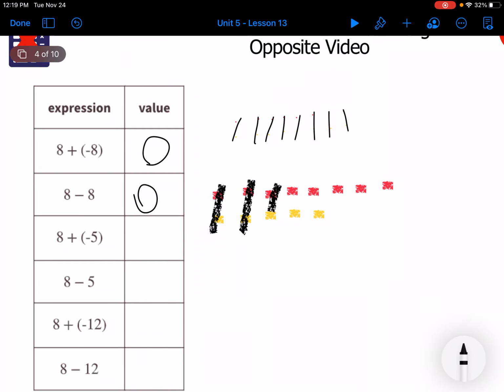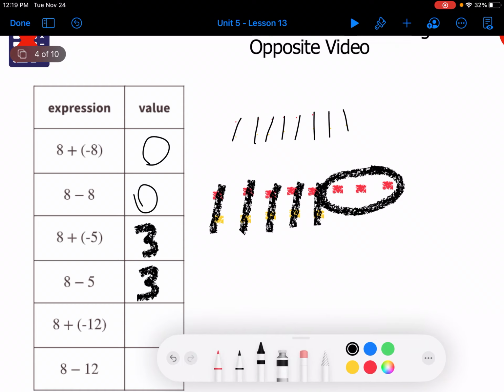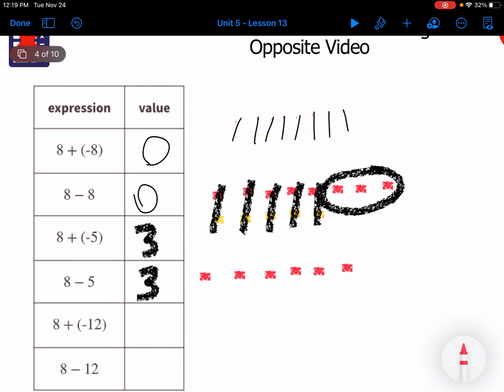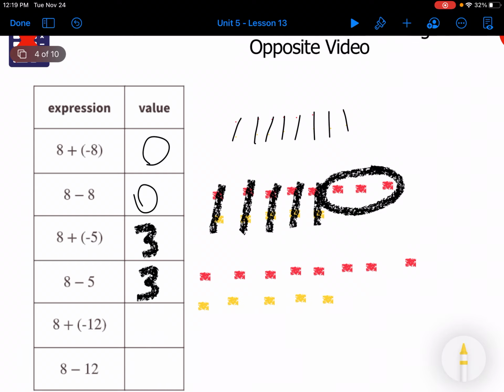So I'm making my 0 pairs. And I'm left with 3 positives. And I know 8 minus 5 is 3. You've known that since you were in 1st or 2nd grade. Okay, so now we're going to try this one. 8 plus negative 12. So I have 8, which is going to be red. 2, 3, 4, 5, 6, 7, 8. And negative 12. 1, 2, 3, 4, 5, 6, 7, 8, 9, 10, 11, 12.